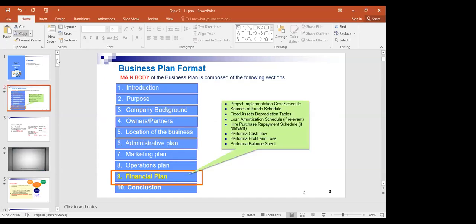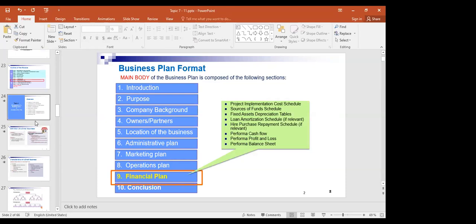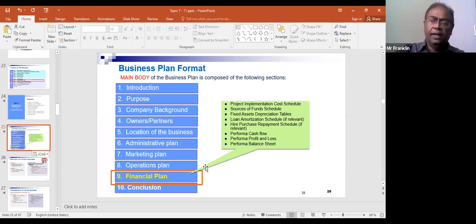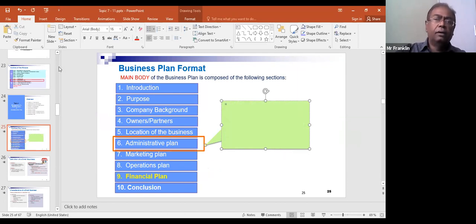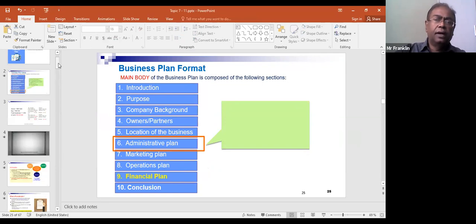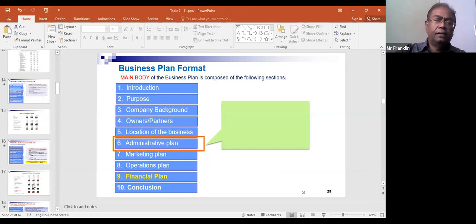Let me just do that. Remember, we have the administrative plan right here at the bottom. So we're going to look at the administrative plan. That means, for example, when you talk about the administrative plan, it's about what? About talking about what are the different... actually I should copy this one, I have one for the administrative plan. So the administrative plan.